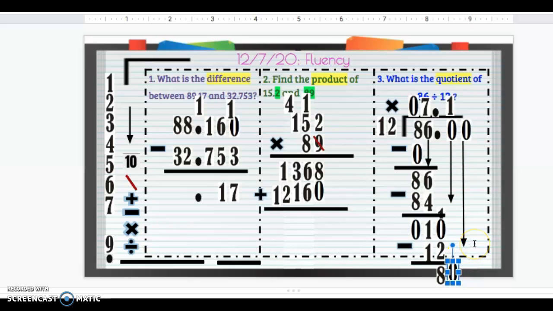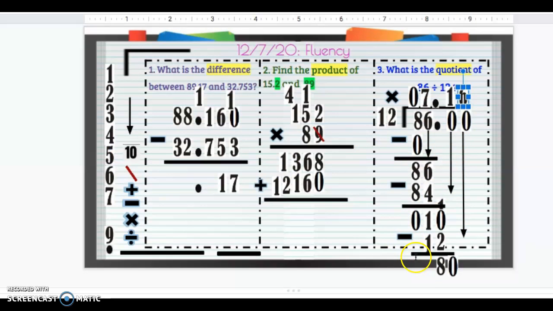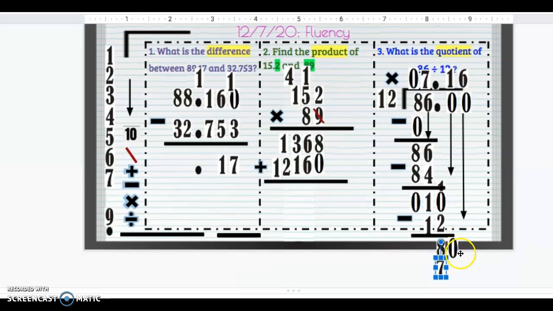And I have to ask myself, how many times does 12 go into 80? And the answer will be 6. Because 6 times 12 is 72. So I put my 7. And then I put a 2. And then I begin to subtract. 0 minus 2, can't do, so that 8 becomes a 7. And then the 0 becomes a 10. So 10 minus 2 is 8.